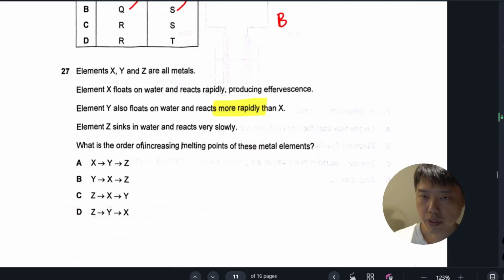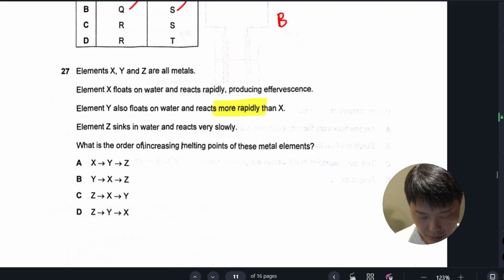Okay, so question 27 is about reactivity of metals. It says that X and Y both float on water and react rapidly, producing effervescence, just that Y reacts even more rapidly than X. Okay, and Z sinks in water, reacts very slowly. What's the order of increasing melting points?